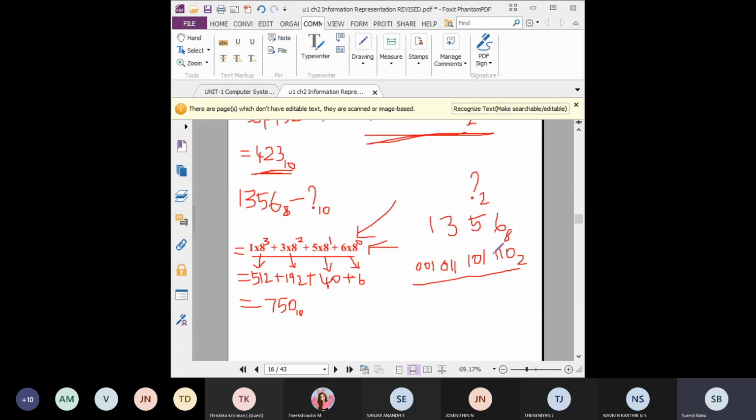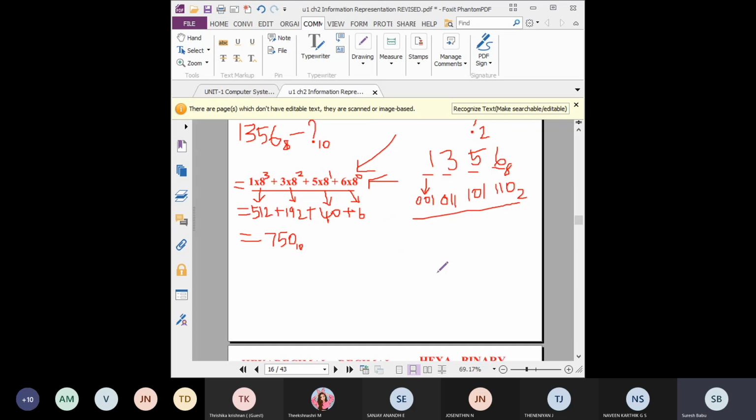So like this, octal to binary. To remember, octal to binary means the equivalent 3-digit number will come. For every digit, you will get a 3-digit equivalent value. 1 also will give you a 3-digit number, 001. Okay.